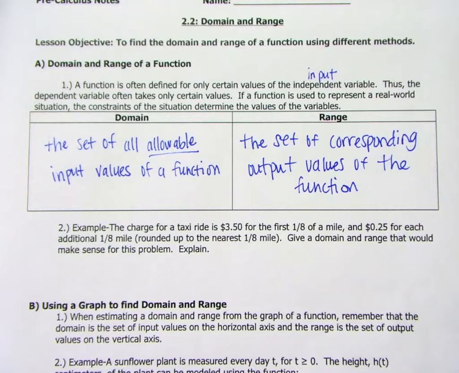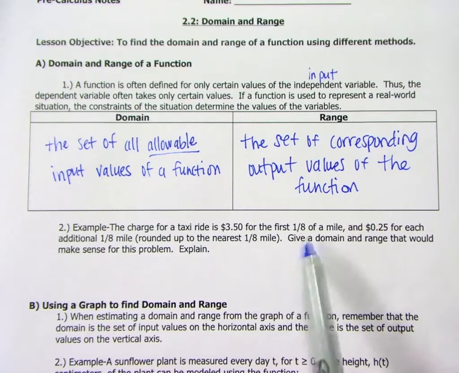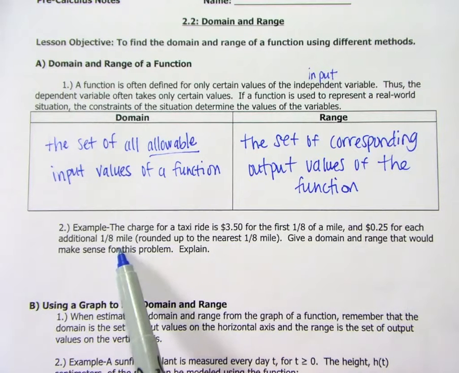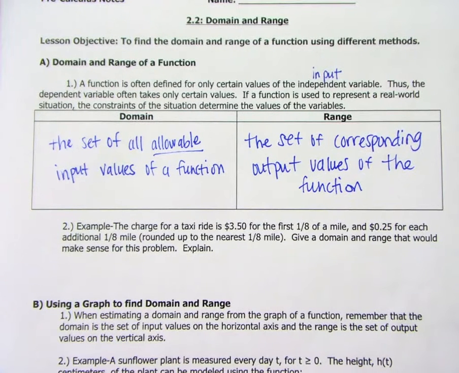All right, let's look at our first example to just kind of introduce us into how domain and range is determined by the situation given. It says the charge for a taxi ride is $3.50 for the first eighth of a mile and 25 cents for each additional eighth of a mile, and you always round up to the nearest eighth of a mile. So we are going to give a domain and range that would make sense for this problem.